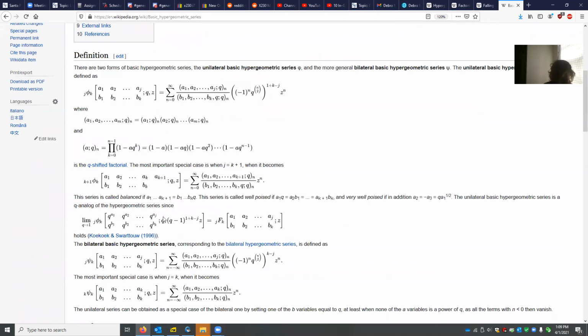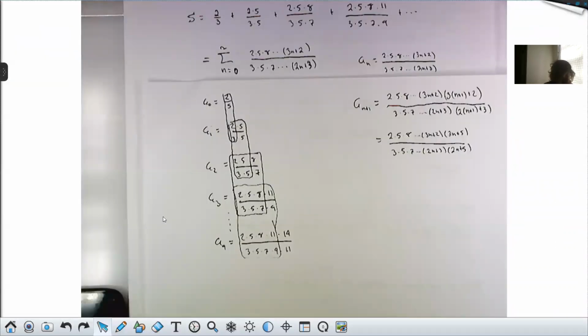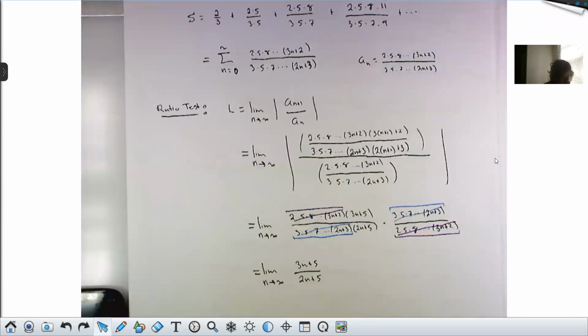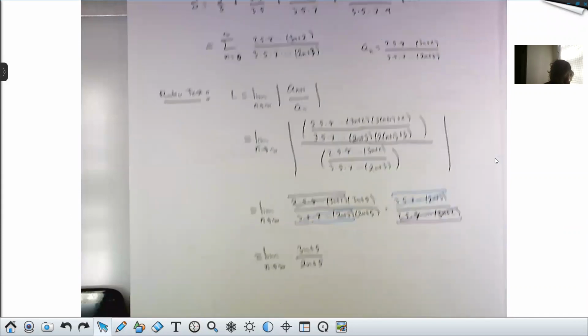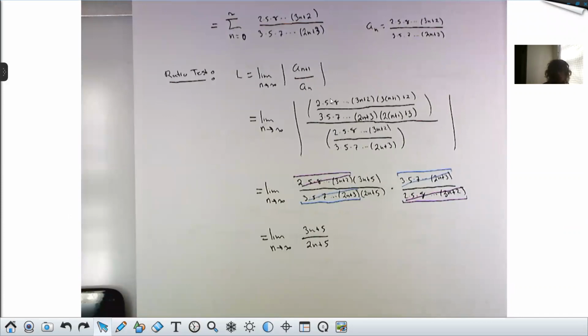So you see similar stuff, but we're not asking you guys to do anything like that. We just want you to get comfy with products like these when you see them, and you will see them from time to time. So let's finish the problem at hand. a_{n+1} over a_n, with a bit of work, simplifies to (3n+5) over (2n+5). So what is this limit?